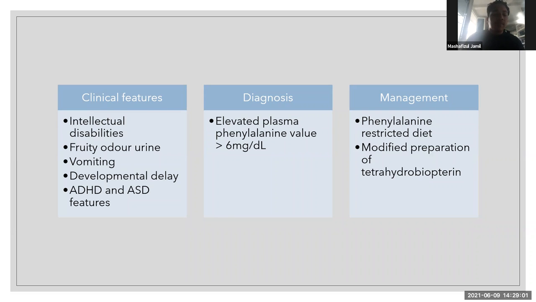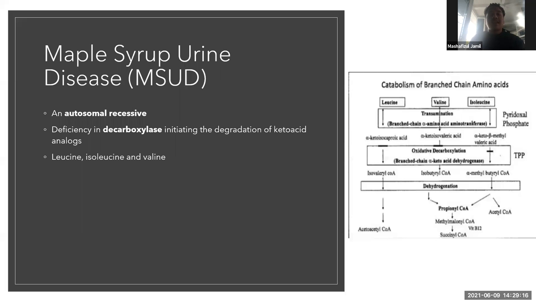elevated plasma phenylalanine value of more than 6 milligram per deciliter. So the brief management of this disease is by restricting phenylalanine and also a modified preparation of tetrahydrobiopterin, which helps to convert the phenylalanine into the precursors of dopamine and also serotonin.